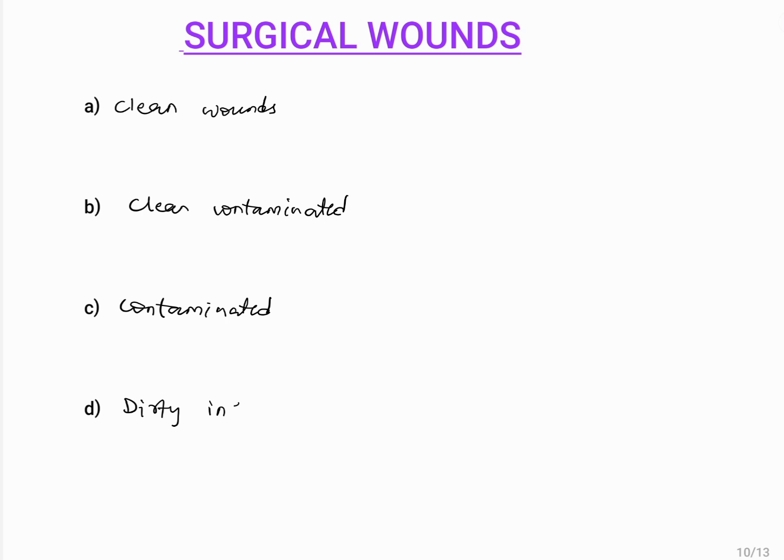And the last type of classification of wounds is the types of surgical wounds. The surgical wounds are grouped as clean wounds, clean contaminated wounds, contaminated wounds, and at last dirty infected wounds. By this, we end the session about wound and classifications of wounds.